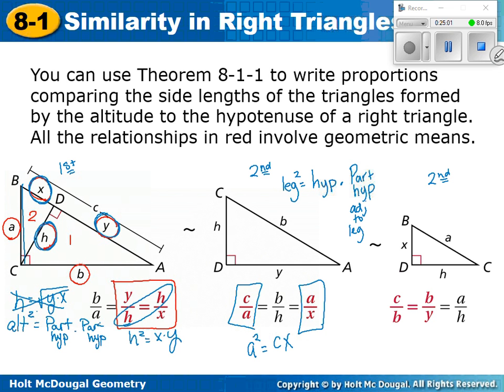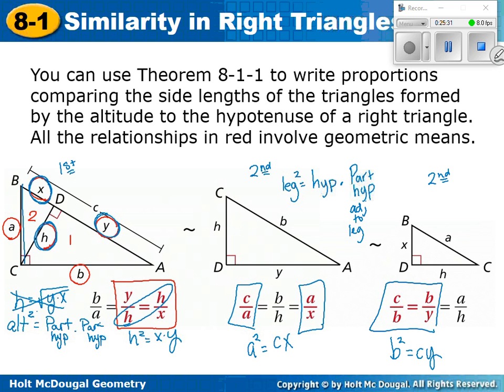In a right triangle, how many legs do you have? 2. So this is the first example of what it could look like with the leg on the left. Here's the second example where we're using the leg on the bottom. So again, look at just the part in red here. What do they have in common? What's our geometric mean? B, right? So this is saying B squared would equal C times Y.